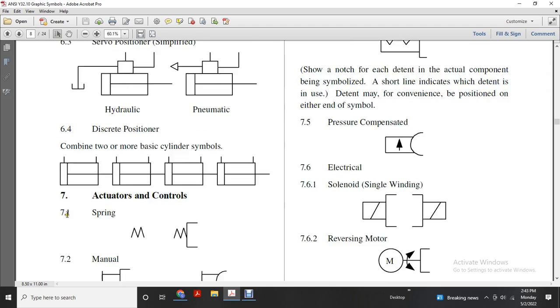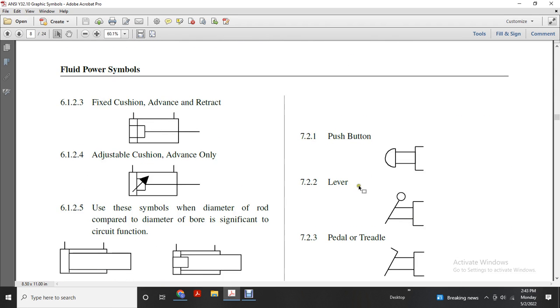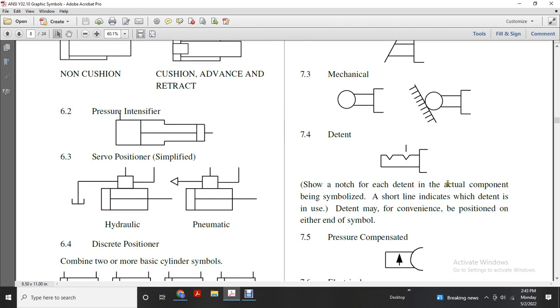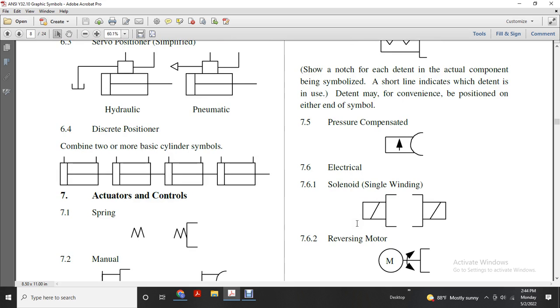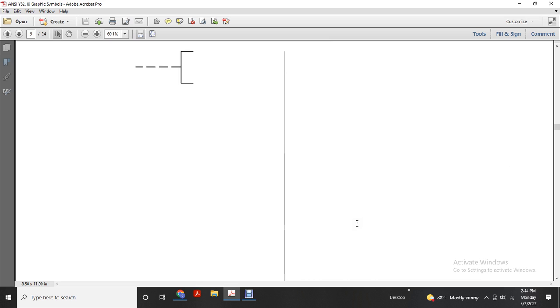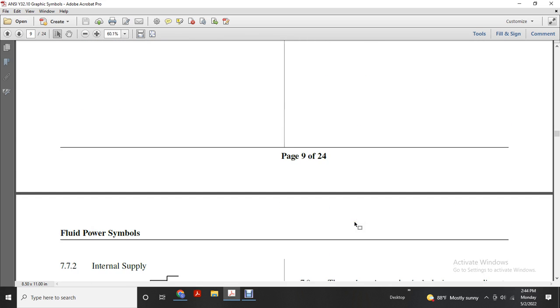Actuator control, spring, manual, general symbols without indicating specifically foot, hand, leg, or alarm, such as push button, lever, pedal, treadle, mechanical, detent. It shows the actual component being symbolized, with a short line indicating the detent in use that may be conveniently positioned on either end of the symbol. Pressure compensated, electrical solenoid, single winding, reversing motor, pilot pressure, remote supply, and then it shows the last one, remote supply.